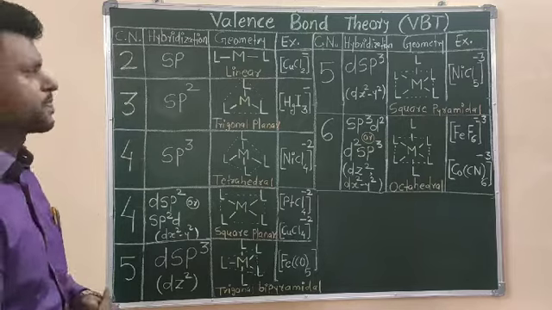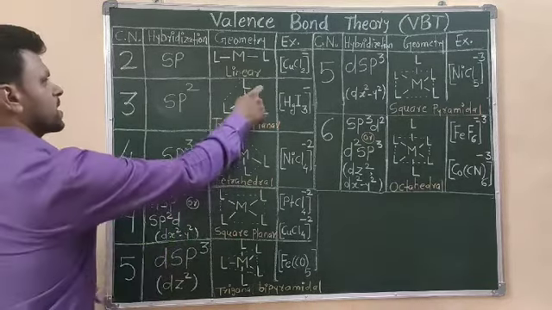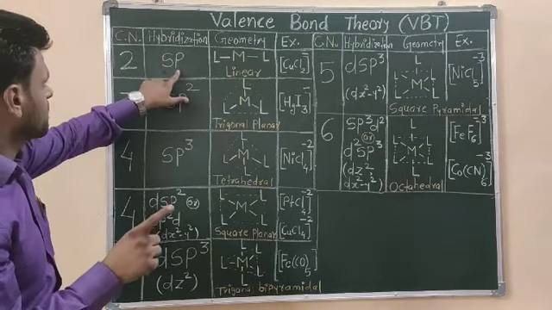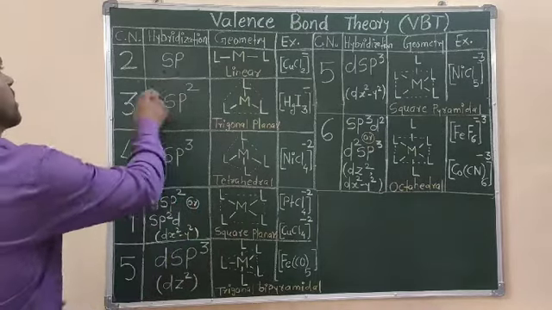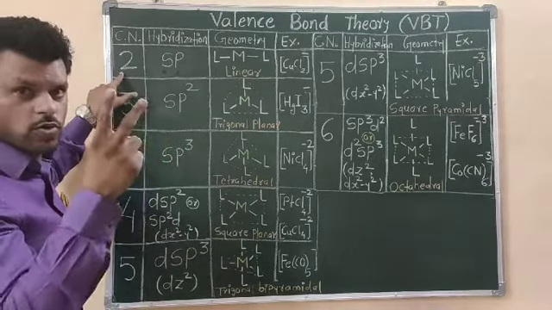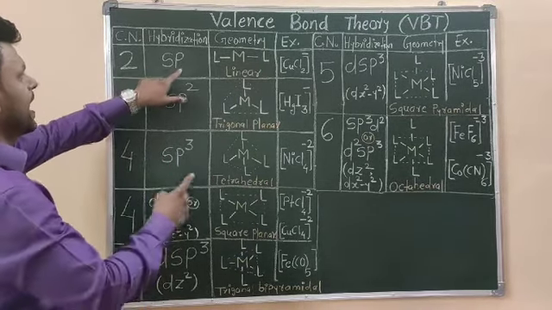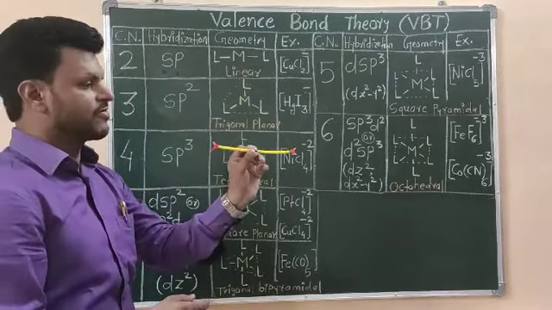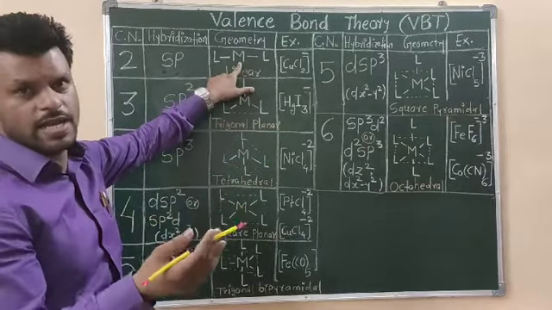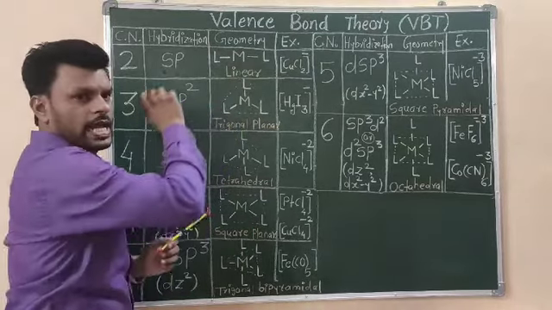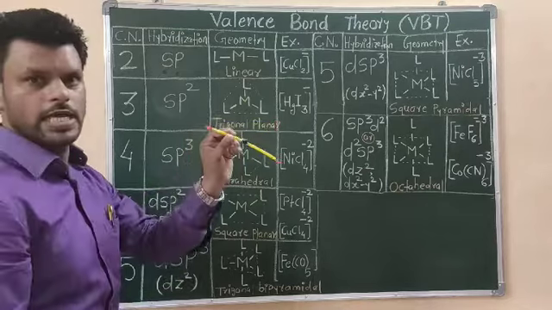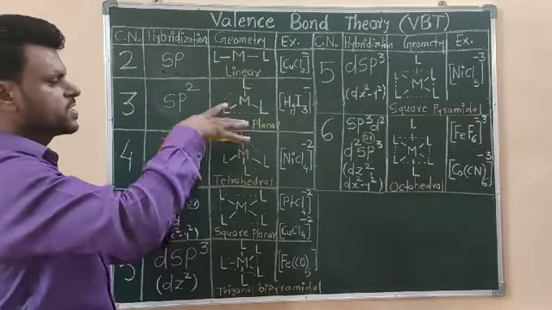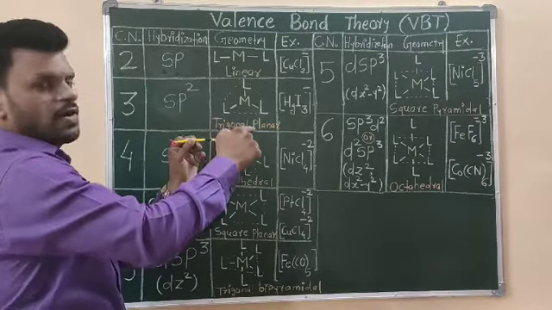When coordination number 2 is there, the metal ion will have sp hybridization. Here s has 1 orbital and p can be px, py or pz. So when I am discussing coordination number 2, we require 2 orbitals of the metal, here 1s and 1p. Now you can look at the geometry of the complex. M is the central metal ion or central metal atom, and these two are the ligand molecules. If I keep the molecules in this fashion, I have a linear or diagonal geometry in which the angle between them is 180 degrees.